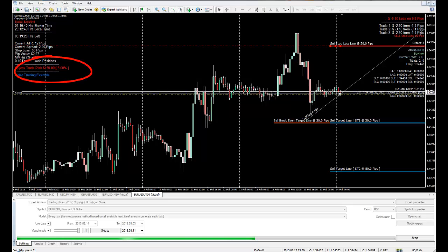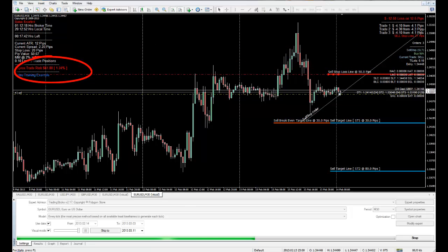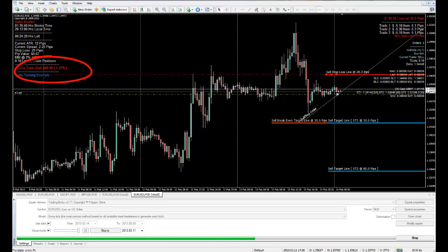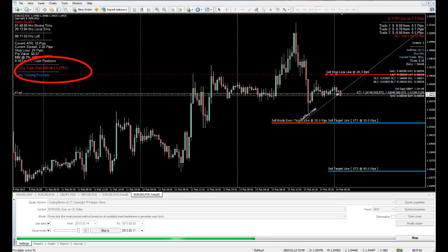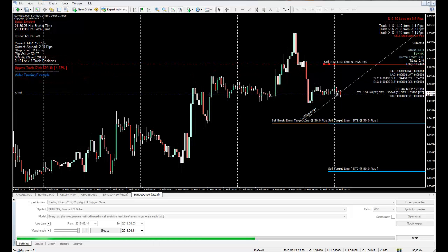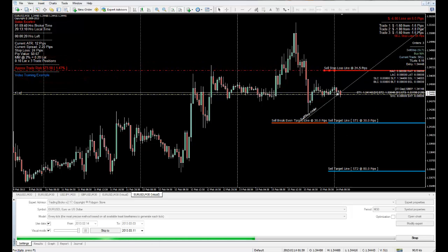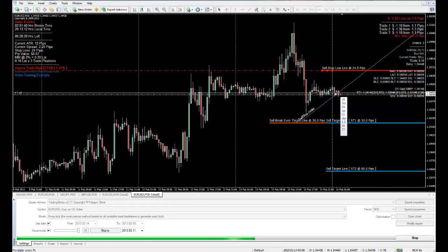If we were to drag our stop loss line down, it goes from 50 pips to 20.3. We've dropped down into 1.22, which is basically where we wanted to be. So our risk is now $60 as opposed to $150. This is dynamic and we can move this around, and as we move around we'll be able to see all the values changing. Okay, let's have a look at another scenario.